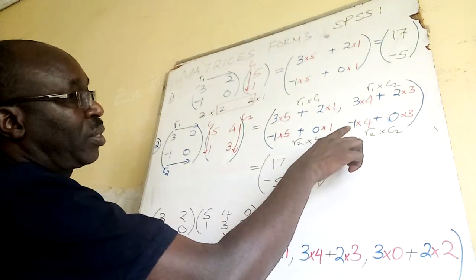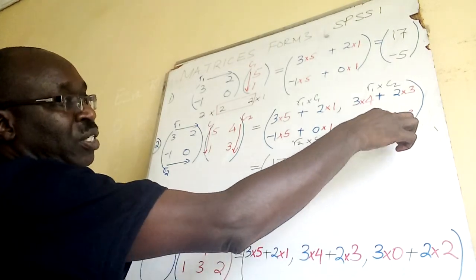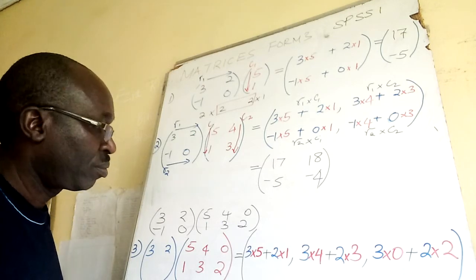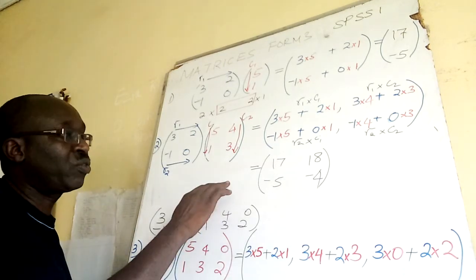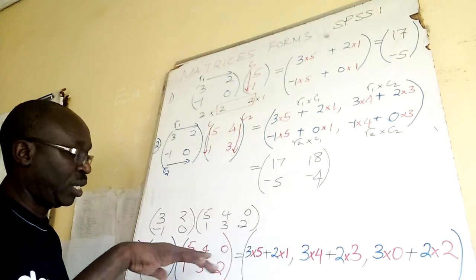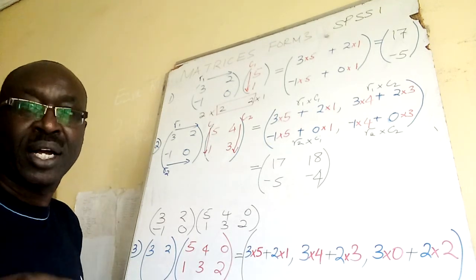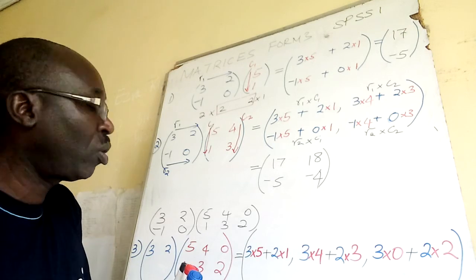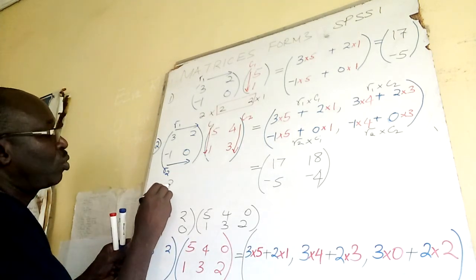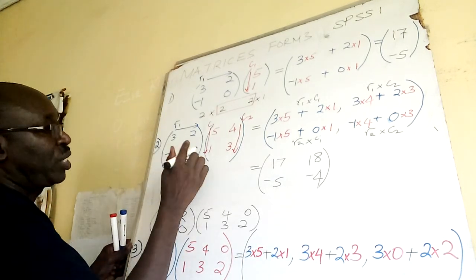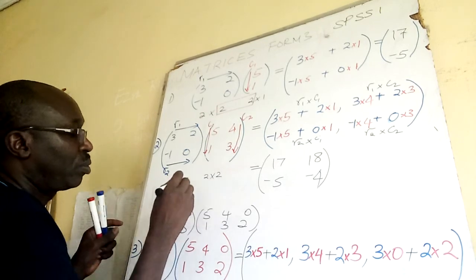There. -1 by 4 is -4. This is 0. Okay. Now I want to focus on example 3. But before I go there, I can confirm something small. This is a 2 by 2 matrix, and this is also 2 by 2.